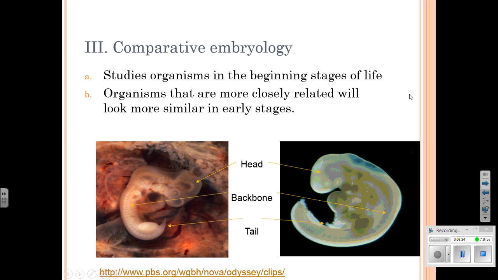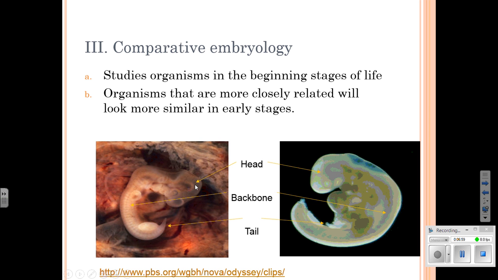All right, the third evidence for evolution is called comparative embryology. And this is when we actually look at the embryos, the beginning stages of life of organisms. So the more closely related two organisms are, the more similar they're going to be as they're developing. So down below here we have two pictures. One is a human and one is a chicken. And you can tell just how close these two look.